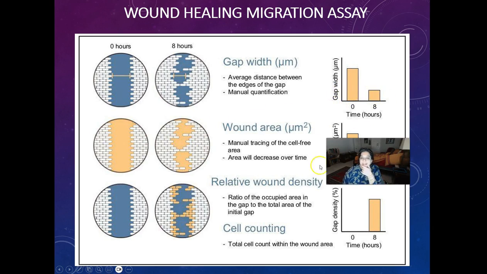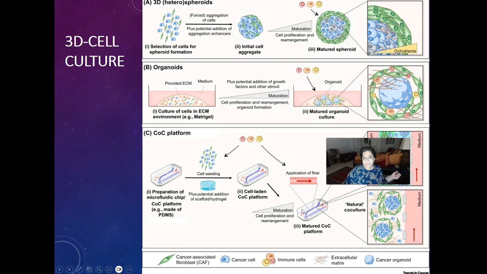You can also look at the area that the gap is in by manually tracing this space and looking at that area at the start and then comparing it to the end in micrometers squared. And finally, you can look at a relative wound density by looking at the ratio of the occupied area in the gap as compared to the total initial area in the gap. And finally, you can count the number of cells that finally migrated and look at that as well.